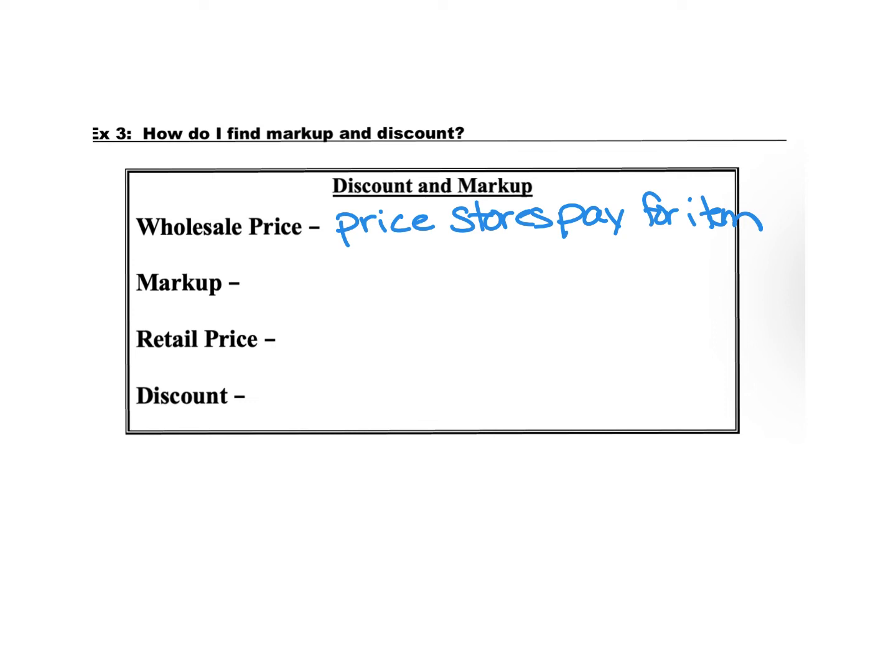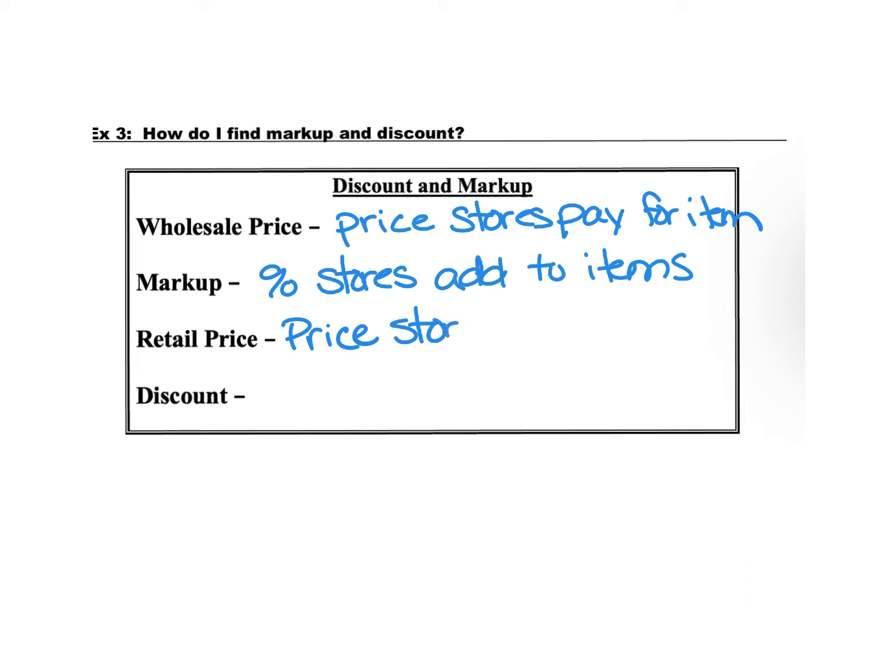Our markup is the amount that stores mark it up in order to sell it, so it's a percent added to items. And then that retail price is the price people pay when they sell the items. And then sometimes stores will give a discount, so this would be like a savings on sale.